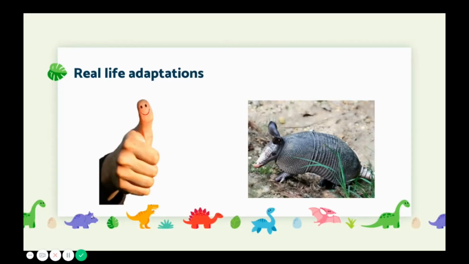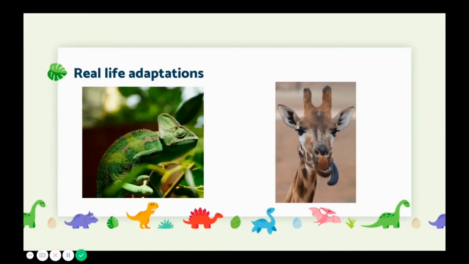Here are some real-life adaptations. For example, us humans have opposable thumbs to help us grab things like food. Armadillos have armor to protect them from predators. A chameleon has the ability to camouflage itself to blend in with its surroundings to protect itself from predators. Giraffes have long tongues to help them reach the leaves that they eat, and they even have a substance on their tongue that helps them get rid of bacteria.